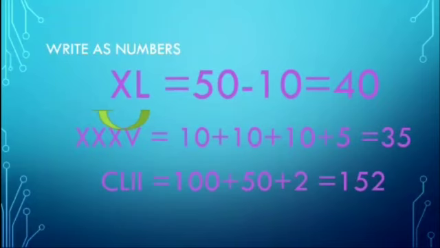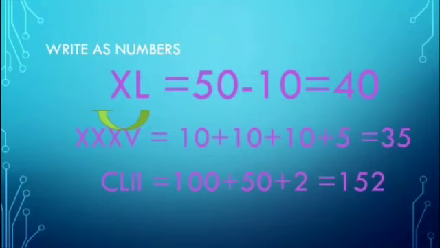A smaller number appears before a larger number. I said, right? A smaller number appearing before a larger number, we need to subtract. Yes, you are right. L represents 50. So we have to subtract 10 from 50, which equals 40. See the next example, XXXV. I said repetition means addition. So we have to add X plus X plus X, which means 10 plus 10 plus 10 is 30. And then plus 5 is 35.